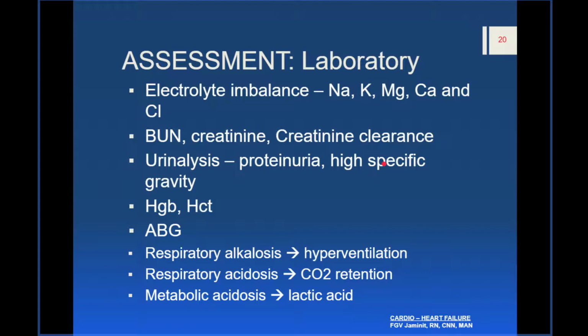Assess arterial blood gases for any presence of alkalosis or acidosis because both can happen. Respiratory acidosis coming from carbon dioxide retention and respiratory alkalosis due to hyperventilation. And of course, metabolic acidosis due to lactic acid. Lactic acid may be produced because of anaerobic metabolism of the muscles. Usually this happens when there's chest pain, and chest pain can happen because of poor oxygenation over the anterior chest wall.